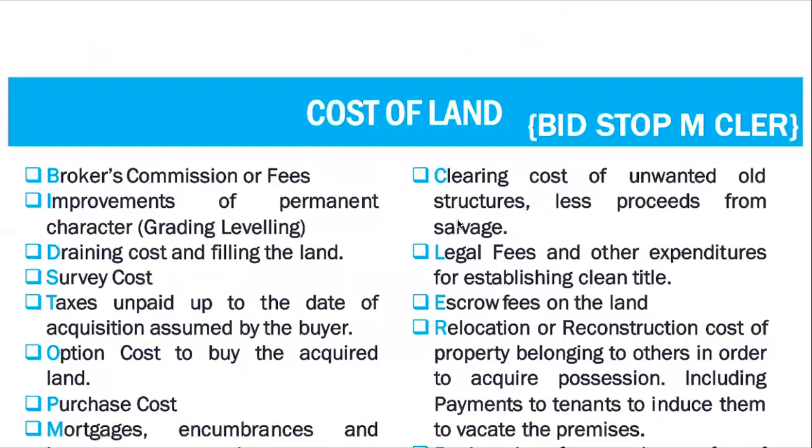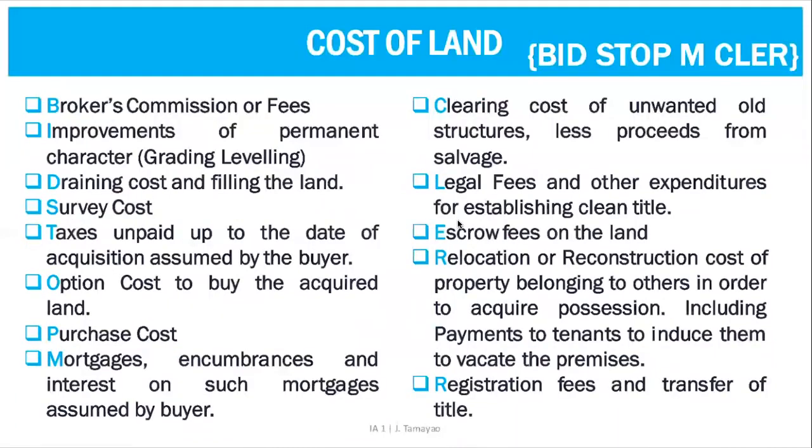So we start with the cost of land. If ever you want to memorize these items, our mnemonic here is bid, stop, and clear. We start with letter B. We have your brokerage commissions or fees. These are the fees paid to the broker of the selling of the lot. Normally, if you are a purchaser and you paid the broker's commission, you add that to the cost of the land. So if ever you purchase it and you paid for the broker's commission, you add it to the cost of the land. Next, you have your improvements of permanent character.